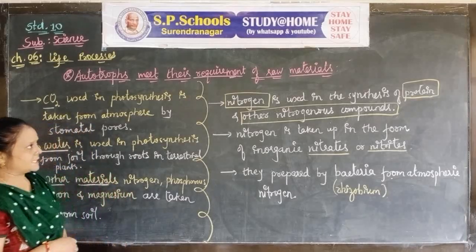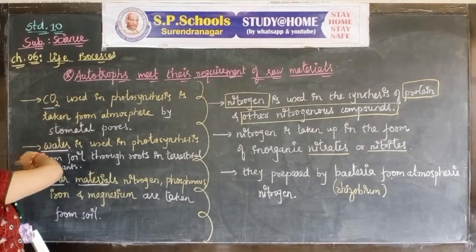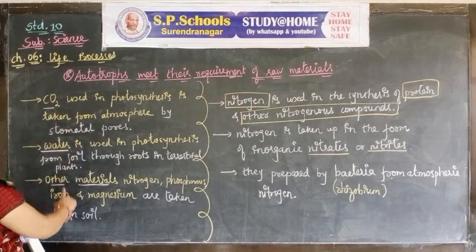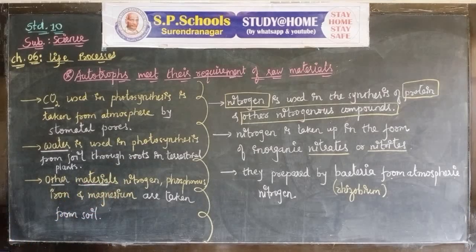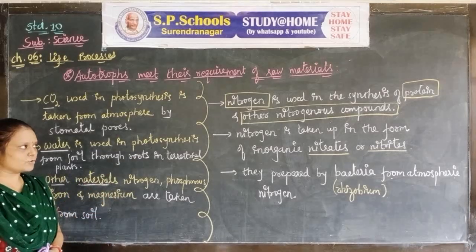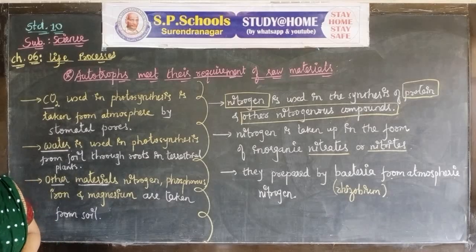So these are the points. Source: raw materials, carbon dioxide, water, other materials, and the importance of nitrogen. Here we complete autotrophic nutrition. Next session we go through heterotrophic nutrition.